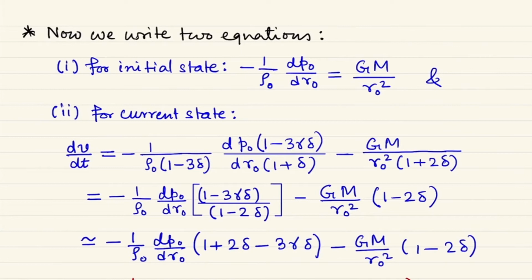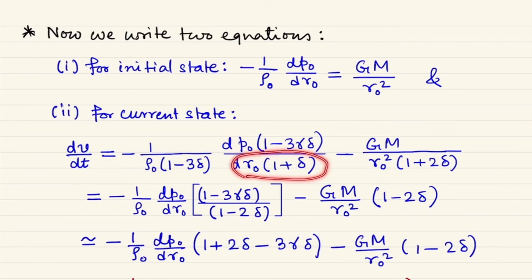If this is clear, then for the initial state I can write the balance equation of the pressure gradient force and the self-gravity force using the initial coordinates. That's exactly true: minus 1 by rho 0 times dp0 dr0 is equal to GM by r0 square. For the current state, I write the equations with the current variables. dv dt is no longer equal to 0, so this will be equal to minus 1 by rho times dp dr minus GM by r square. But rho is nothing but rho 0 times (1 minus 3 delta), and P is nothing but P0 times (1 minus 3 gamma delta).